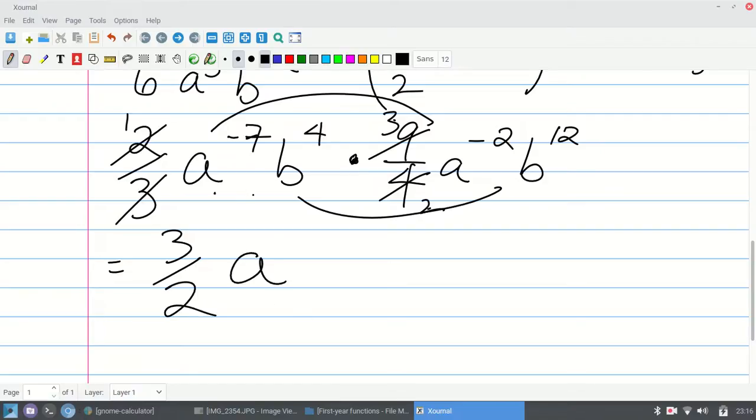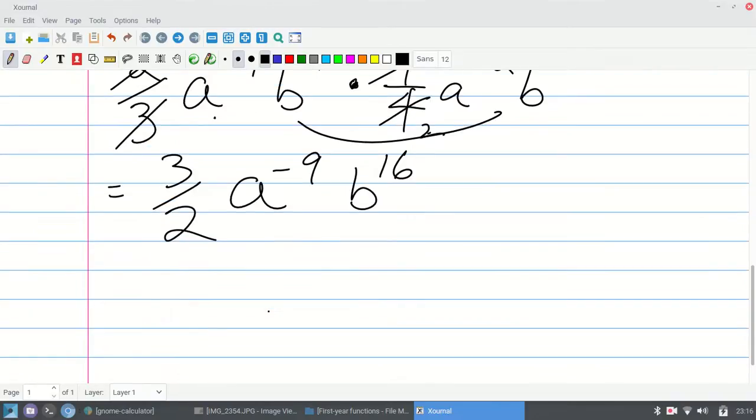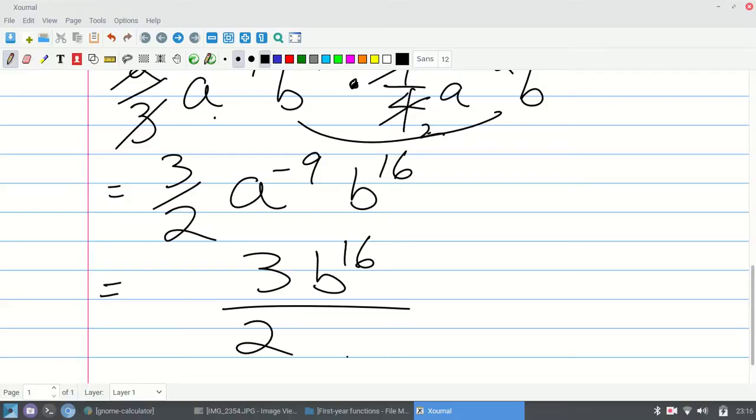Then when I'm multiplying powers, I add the exponents. So I got negative 7 plus negative 2, which is negative 9. For b, I get 4 plus 12, so that is 16. Now, it says the answer has to have positive exponents. Obviously, the a doesn't have a positive exponent, but no problem. All I have to do is put the a term on the bottom, and now it will get a positive exponent, and that is my answer.